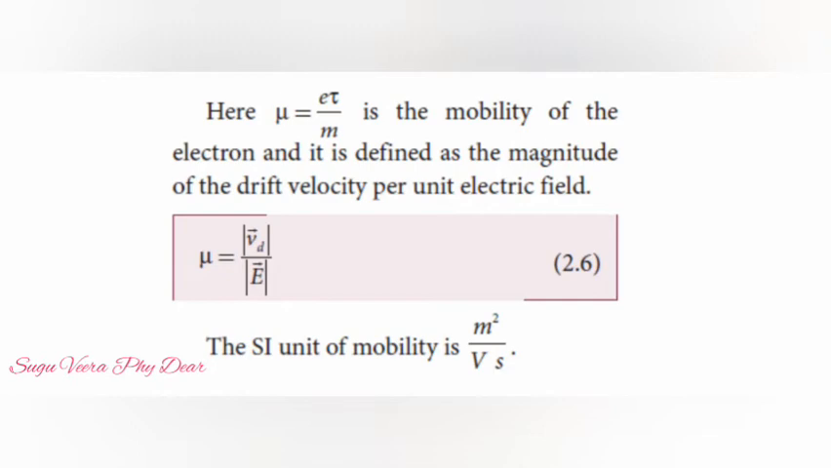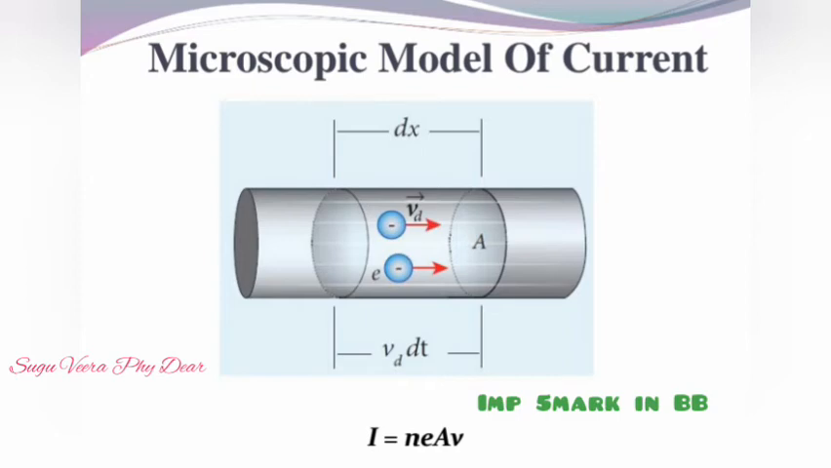Next topic, a very important topic, also a book back question: the microscopic model of current. Micro means a very small value, 10 to the power of minus 6, in other words 1 million. Now I will explain it in this diagram.